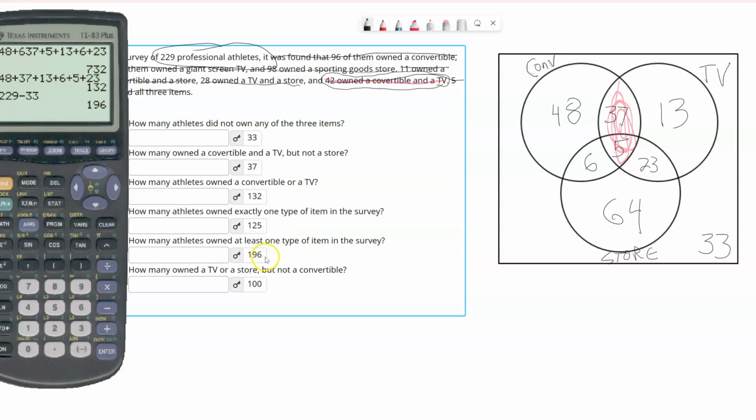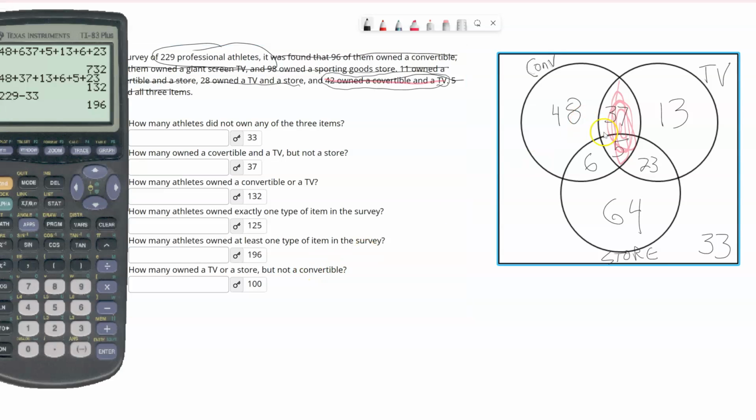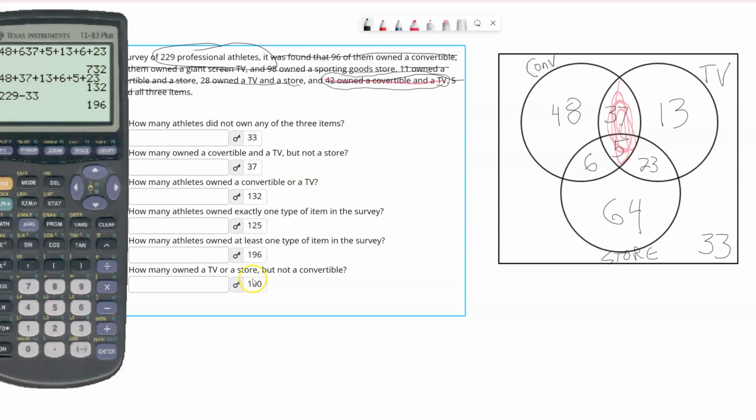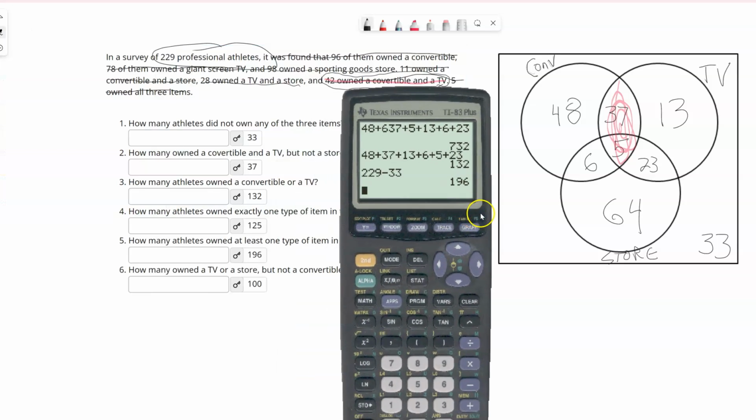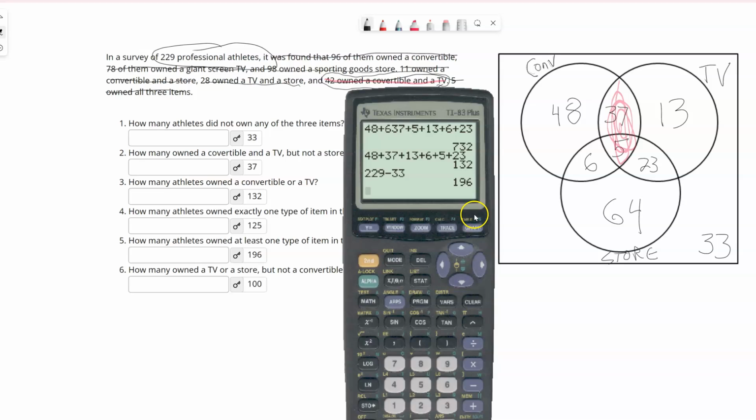There it is. And finally, how many owned a TV or a store, but not a convertible? So that's within the TV or store circles, but outside the convertible circle. So that's the 13, the 23, the 64, but not 30, this 33. So 64, 74, 84, 87, 97, and 3, 100. There we go. So hopefully this helps in setting up these triple circle Venn diagrams, getting all the numbers correct, and then answering the follow-up questions.